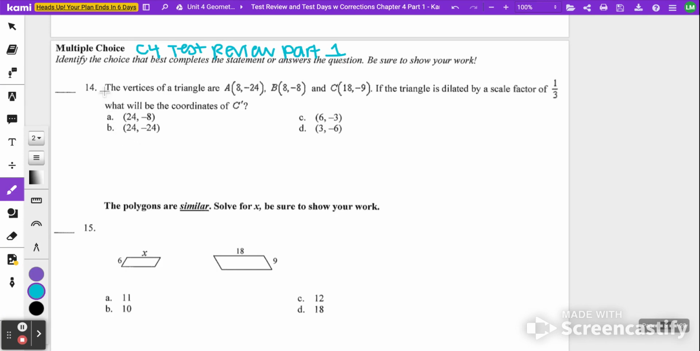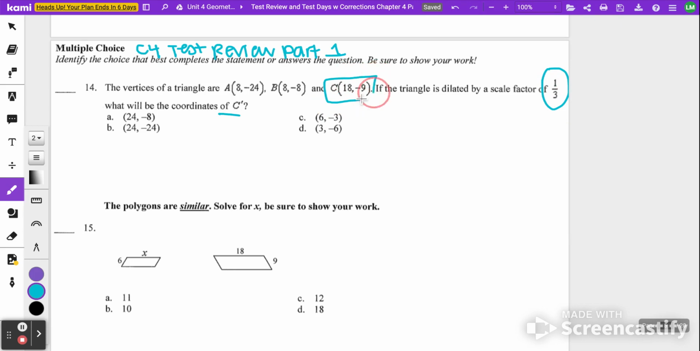The first question on our review sheet says the vertices of a triangle are A (8, negative 24), B (8, negative 8), and C (18, negative 9). If the triangle is dilated by the scale factor of 1/3, what are the new coordinates of C prime?